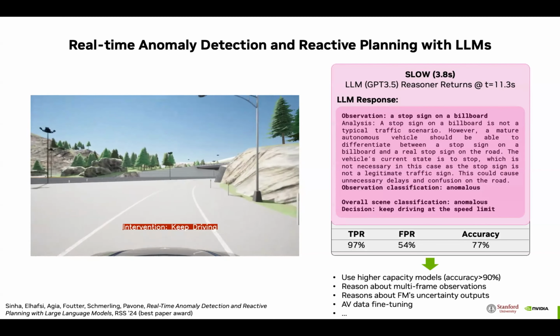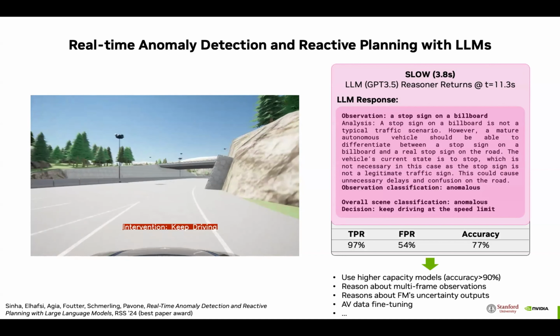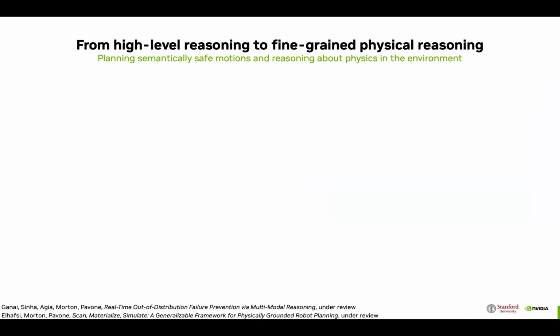We showed that actually this works pretty well. There are many things that can be done in the future to improve it, like, for example, reasoning about multi-frame observations as opposed to just one observation. Of course, many anomalies have a temporal connotation, so that's why you need to reason about multiple frames. Or fine-tuning the model on AV data. So here we use the model basically zero shot.